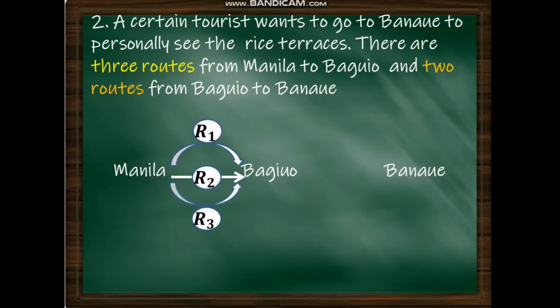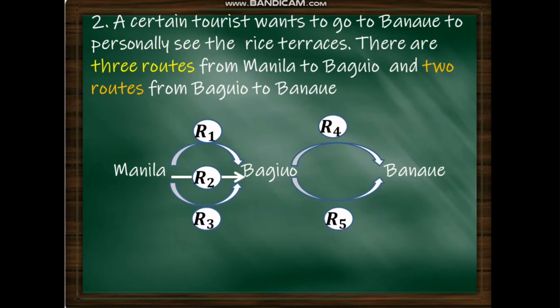Nakarating ka na sa Baguio, ang problema is paano ka makakarating sa Banawe para makita mo yung rice terraces doon. So, mula sa Baguio, meron kang 2 possible na daan. And that is the 4th route and your 5th route of your place where you're going to find the Banawe rice terraces.